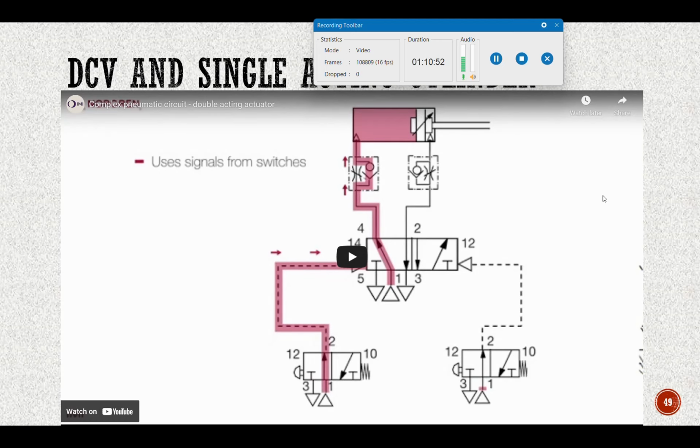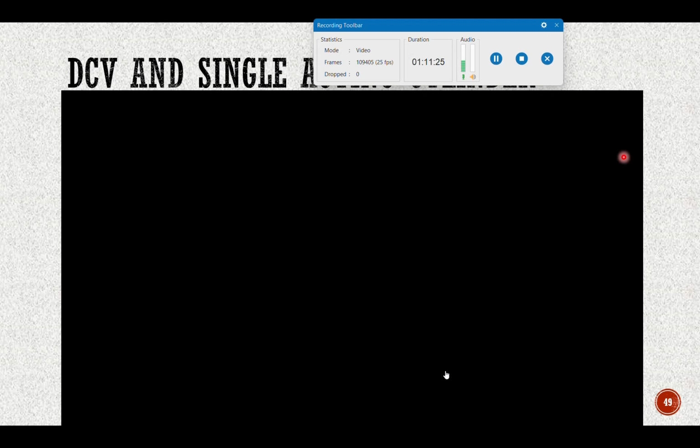Oh, okay. So this is the circuit you've seen before. You've seen this video before. So we actually actuate a 5-2. So this is a 5-2 valve, isn't it? So this is a 5-2 valve actuated by two 3-2 normally closed, the one with push button valve. Okay.